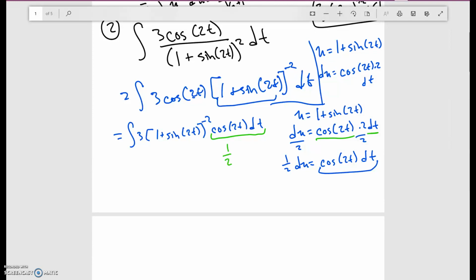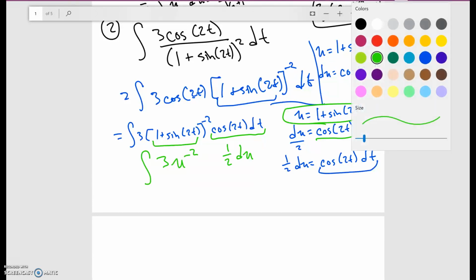This thing is just going to be 1/2 times du. This 1 plus sine 2t, well, that was just equal to this u. So I'm going to substitute all that with u raised to the power of negative 2. There is a 3 right there, which isn't really doing anything. So the 3, nothing's going on with that, and then the integral.